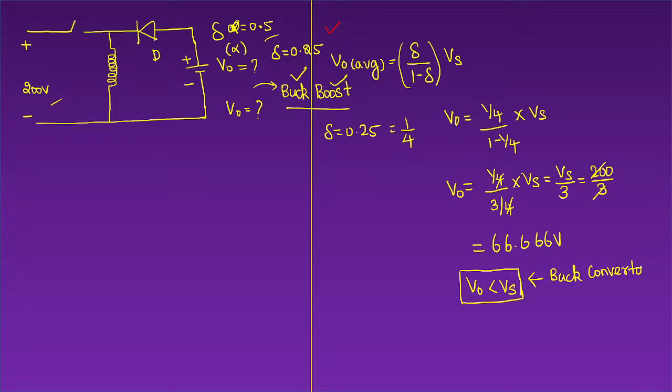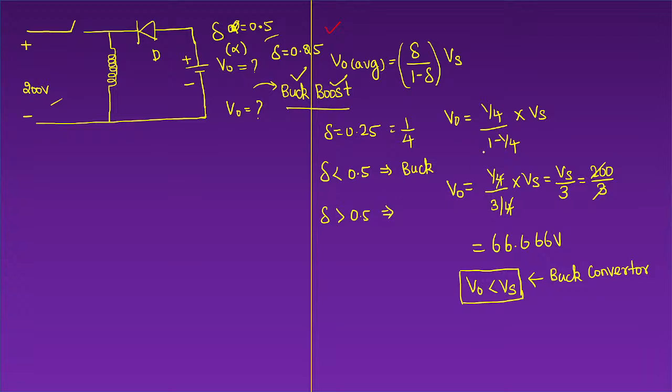Okay, sir, I understood that. Let us go ahead with the second case. When delta is less than 0.5, the buck boost converter will act as a buck converter. Suppose the value of delta is greater than 0.5, then what will happen?